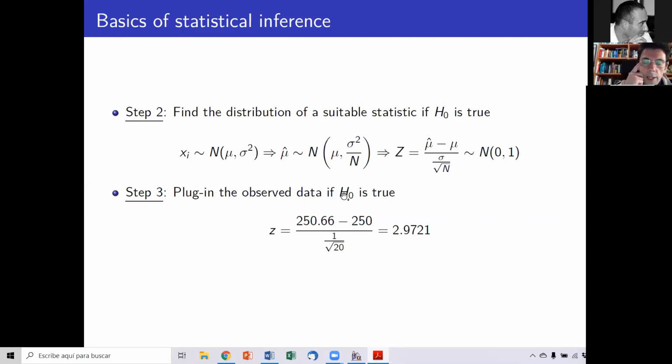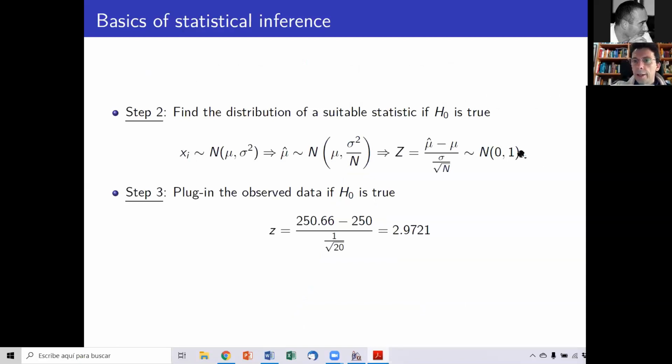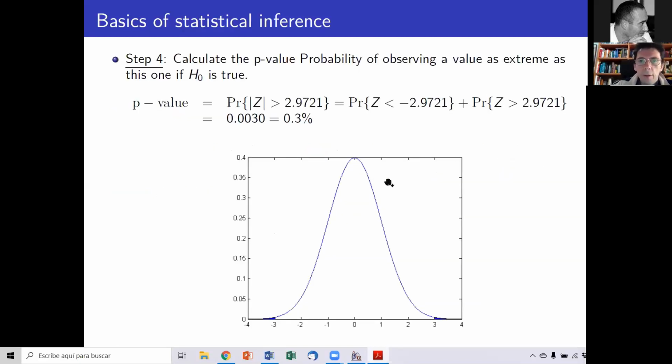So now I do my experiment and I plug in my data. My data says you have observed 250.66 as the mean, as the average. It should be 250, and this is the uncertainty that you have. So the set is 2.97. Now the set should be distributed as a normal 0, 1. So now I have to calculate the p-value. The p-value is, what is the probability of observing a result that is at least as extreme as 2.97.